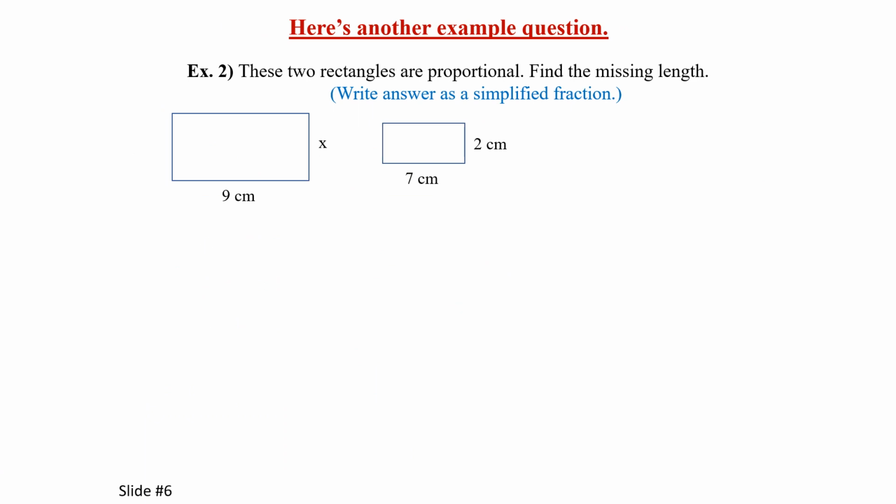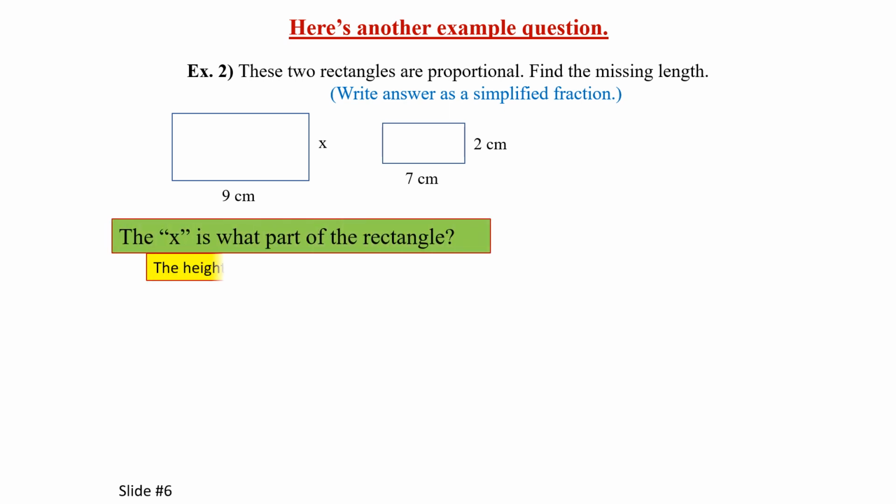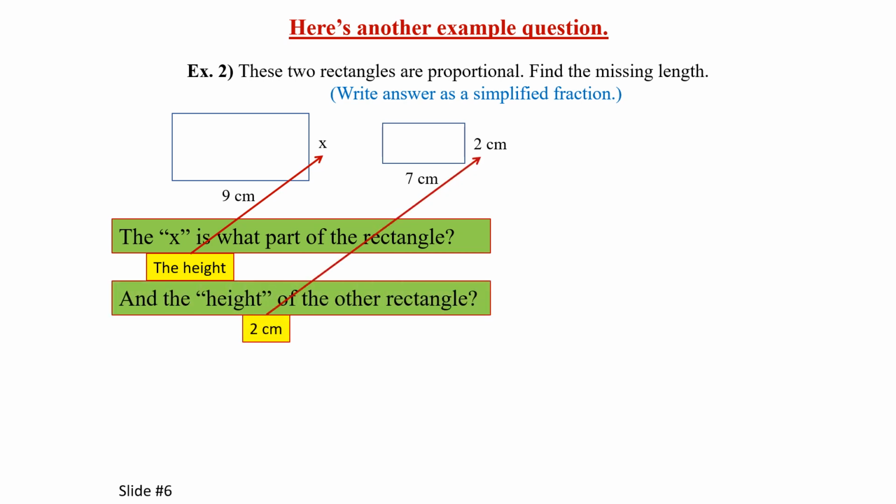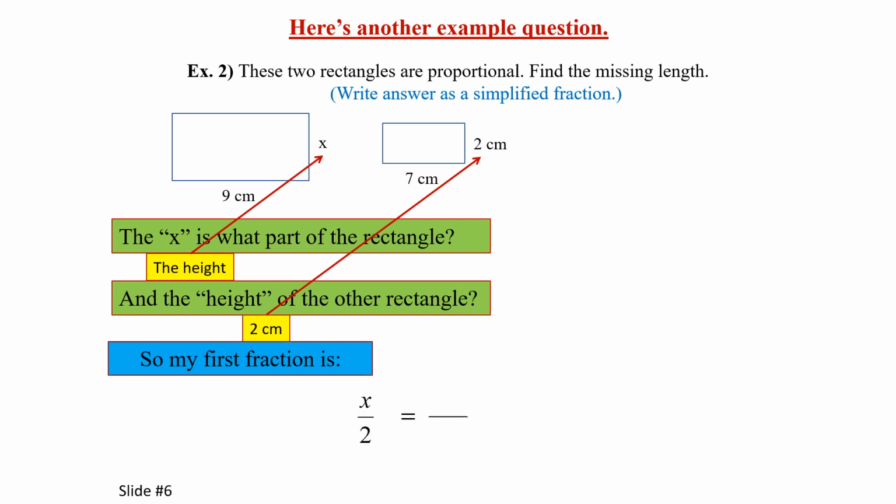These two rectangles are proportional. Find the missing length. Write the answer as a simplified fraction. So we've got two shapes, two rectangles. The x is what part of the rectangle? Well, it's the vertical part on the left rectangle, the height. And the height on the other rectangle is 2 centimeters. So my first fraction is x over 2. We could have done 2 over x, but I've written it as x over 2.